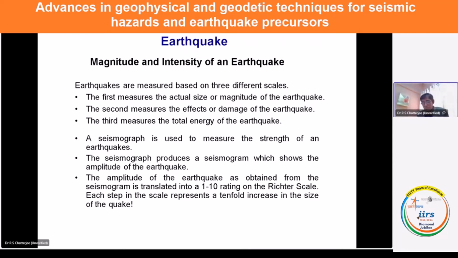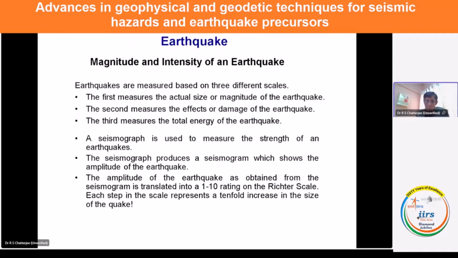There is another measuring technique, that is the moment measure. I'm not going into those details. So moment measure is basically how much slip the earthquake caused and how much is the surface area of the rupture. All of that is multiplied, and then you get the total moment. So this is the moment-based magnitude of the earthquake.